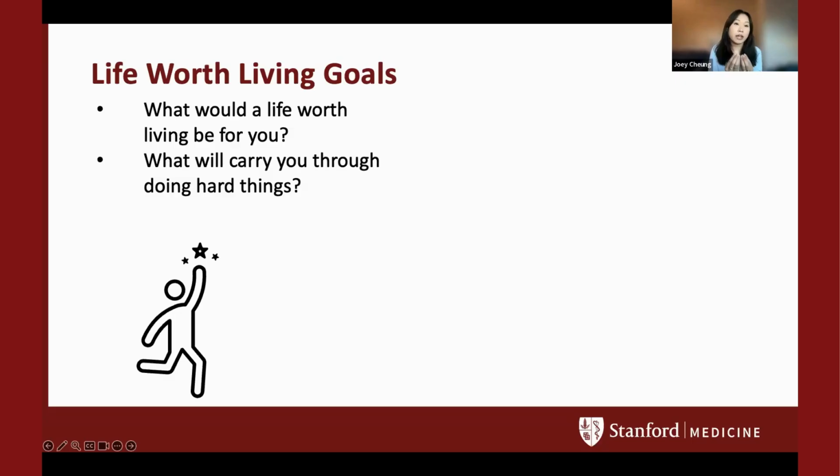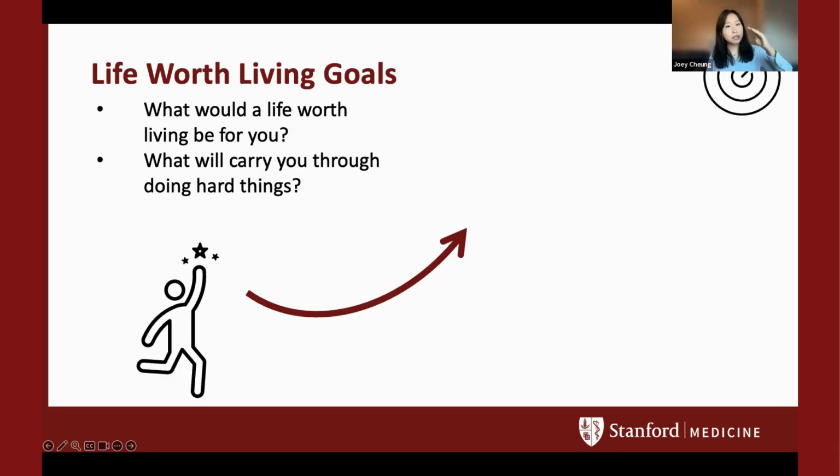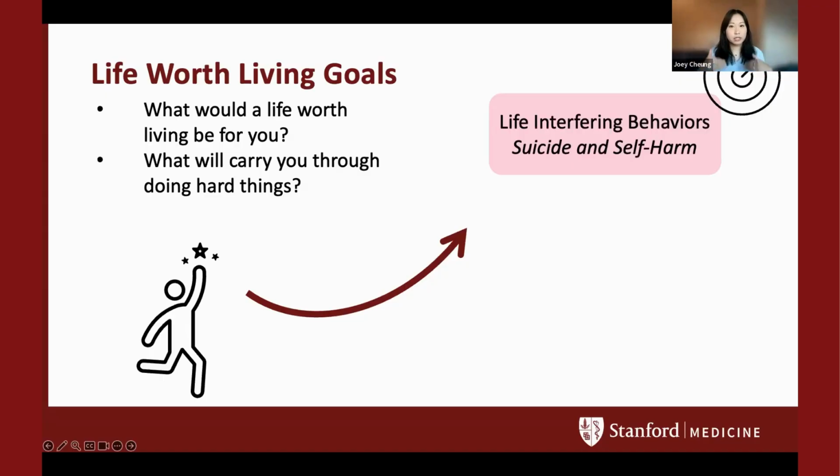Once we're able to identify that life worth living goal, that becomes an incredible fuel for us to translate into what we call target behaviors. Target behaviors are the steps that we need to take in order to move in the direction towards your life worth living. So we break it down into what we call a treatment hierarchy that focuses on life-interfering behaviors, suicide and self-harm being the first one. The idea is if you are not alive and you are not here, then there is no therapy. So our priority will always be to keep you alive.